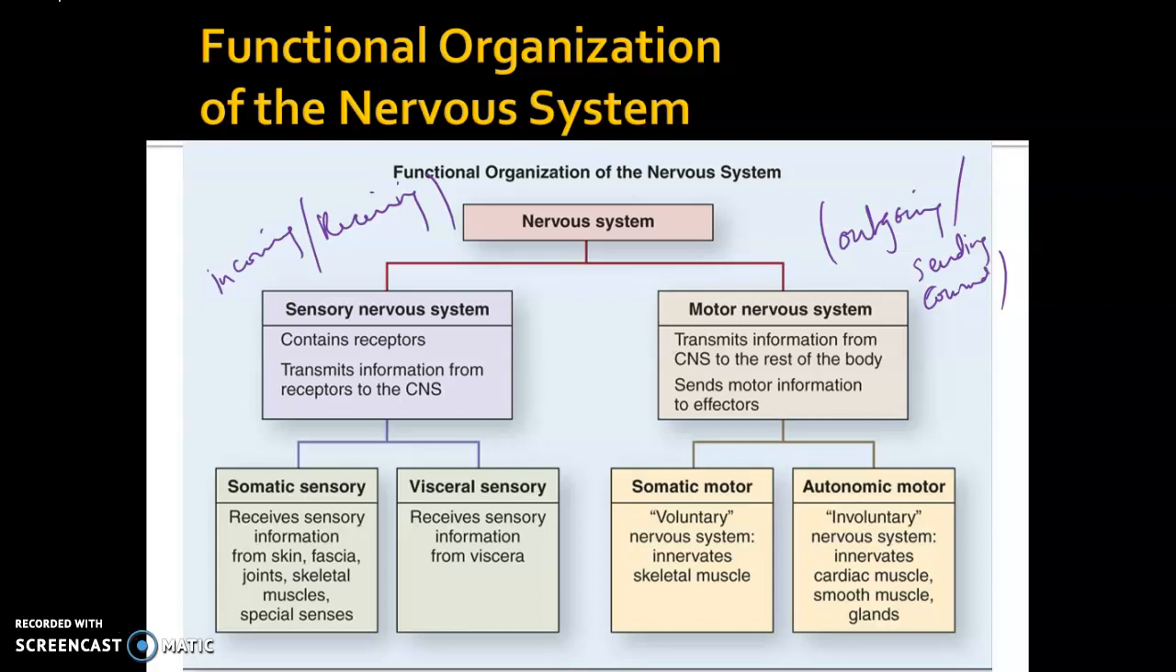Looking at the motor nervous system, we have somatic motor, where the command goes to skeletal muscles, and this is very, very voluntary. We can control it. Autonomic motor refers to the motor command going to cardiac muscle, smooth muscle, glands, and adipose tissue, and we cannot control this, and therefore we call it the autonomic process or involuntary process.